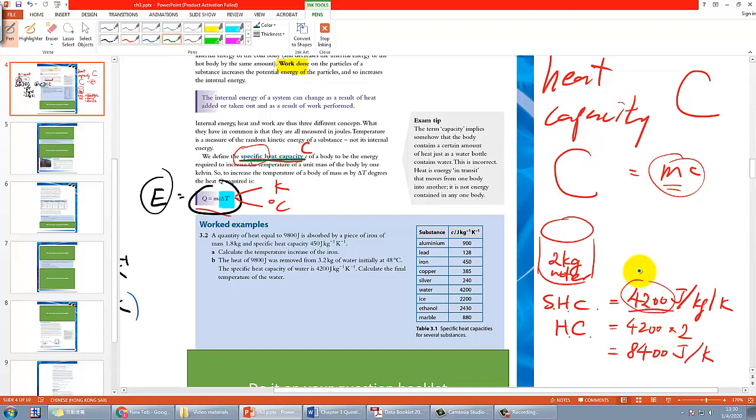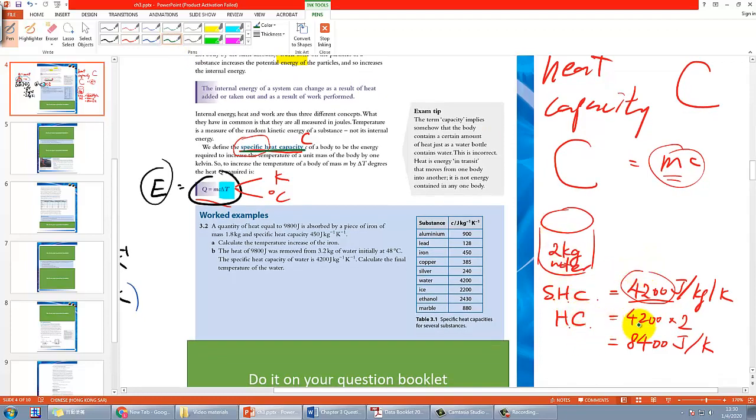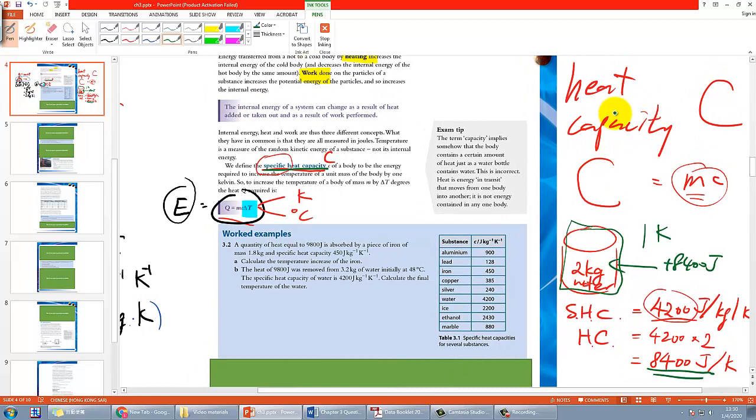Okay, and therefore it means that if you want to increase the temperature of this bucket of water, 2 kg of water, by 1 degree or 1 Kelvin, then you have to input 8,400 joule into it, and therefore the temperature can increase by 1 in this case. Okay, so it depends on the question. Sometimes they might really use the word heat capacity.